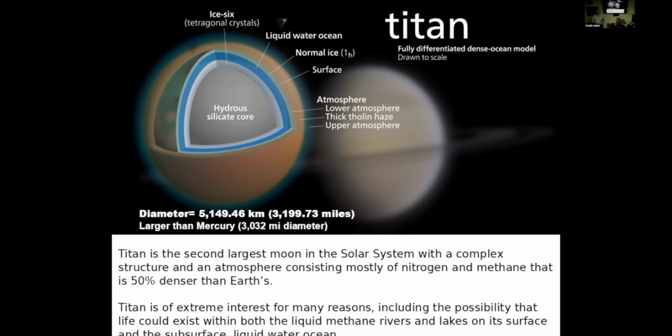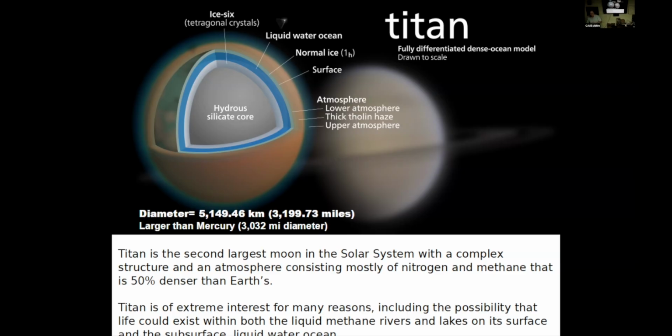It also is larger than Mercury. It has a silicate core, basically a rocky core, just like Earth. It's a bigger rocky core than Ganymede has. You then have a very complex ice, hexagonal shaped ice, which is really almost like a metal. You then have a liquid water ocean, and the surface, it has an atmosphere. Its atmosphere is 50 times denser than Earth's atmosphere. It's mostly nitrogen and methane. It has clouds. It has methane rain.